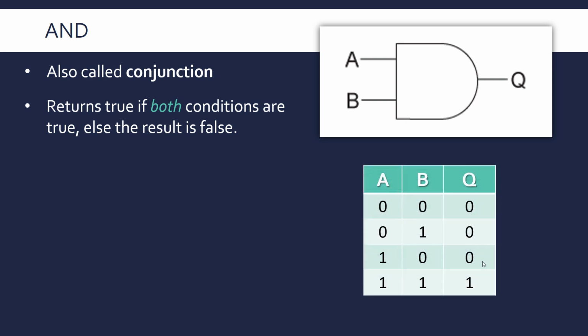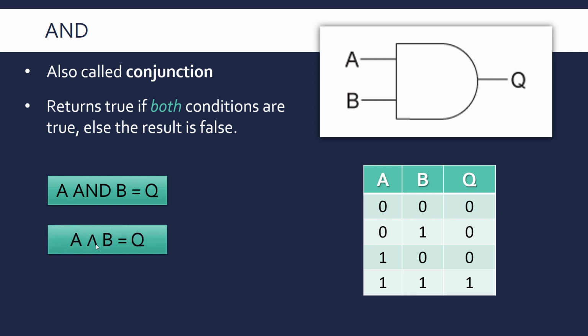So the truth table shows that you're only ever going to get a 1 as your output if both inputs are 1. In all other cases, a 0 is returned because both inputs aren't 1. And this is written as A and B equals Q, and also the opposite of the OR operator, so this is an upside down V, A conjunction B equals Q, and also it can be written as a dot.